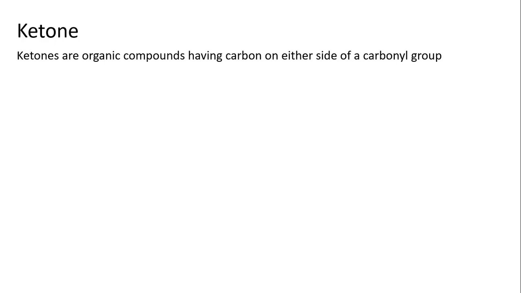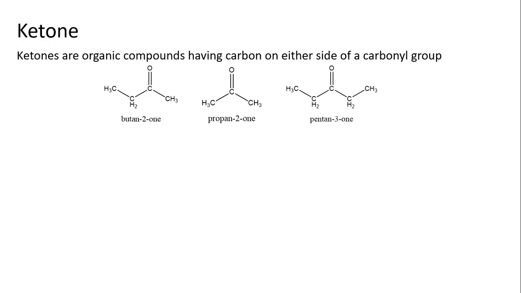Now let us talk about a ketone. Ketone is an organic compound having carbon atoms on either side of a carbonyl group. So here is the simplest ketone, which has a carbonyl group in the center, and it has two methyl groups attached to that carbonyl group. This is called acetone, 2-propanone or propan-2-one. There are some other examples of ketones like 2-butanone or butan-2-one. Then comes the pentan-3-one or 3-pentanone.